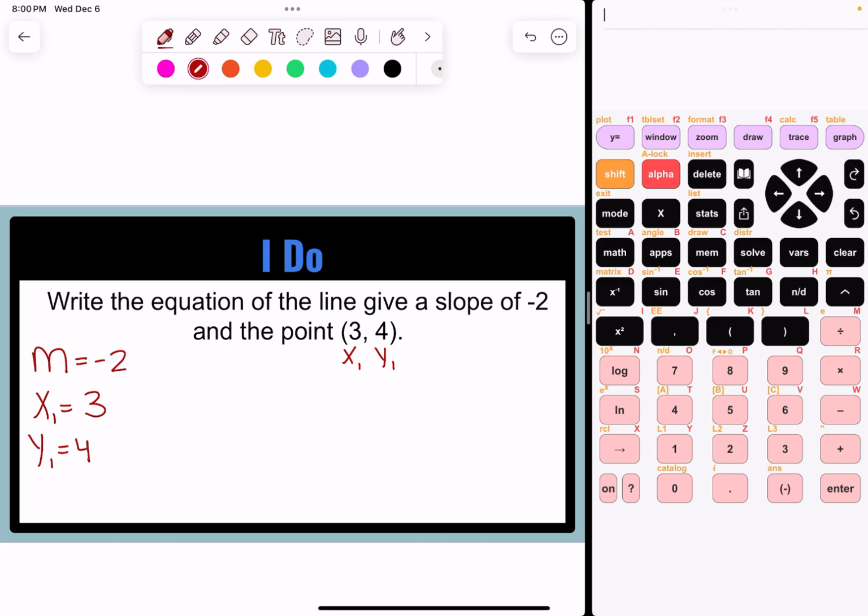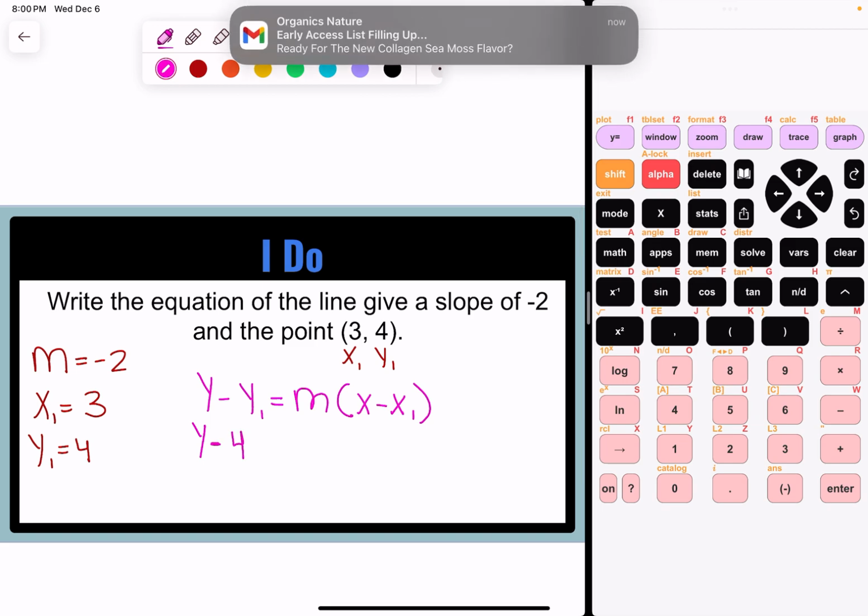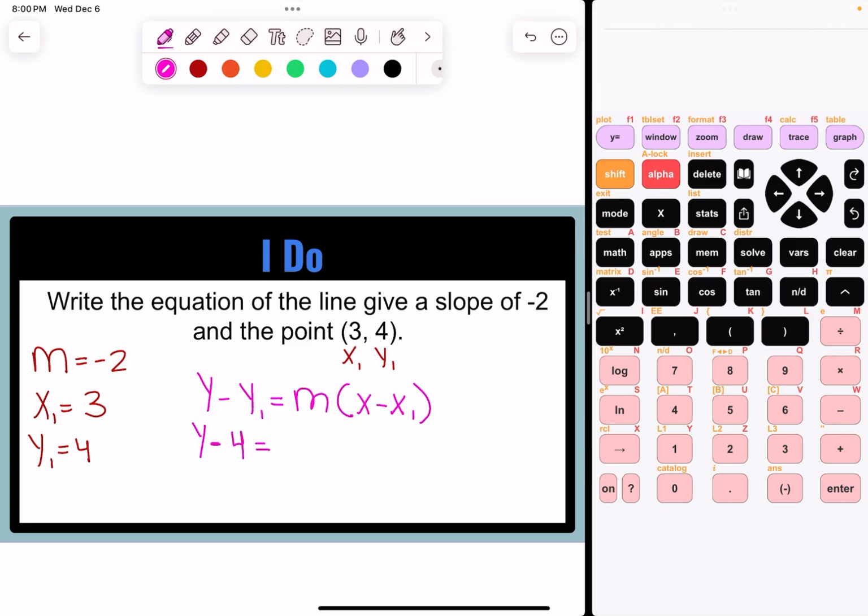This is the formula that we are going to use. y minus y1 equals m parentheses x minus x1. All we will have to do is plug in what we know. We don't know y, we know y1. So we leave y alone, minus our y1 is 4, equals m. Our m here is negative 2, multiplied by x, and our x1 is minus 3.